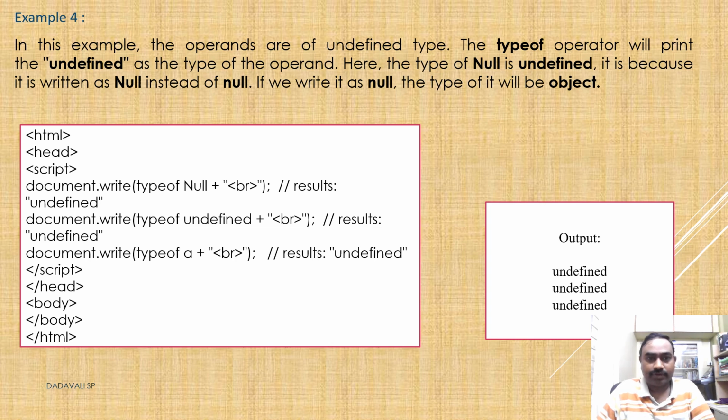Next, undefined. Here typeof NULL, with capital letters, indicates undefined. The typeof operator will print undefined as the type of the operand. Here the type of NULL is undefined because it's written NULL instead of lowercase null. If we write it as null, the type will be object. You can observe this practically.